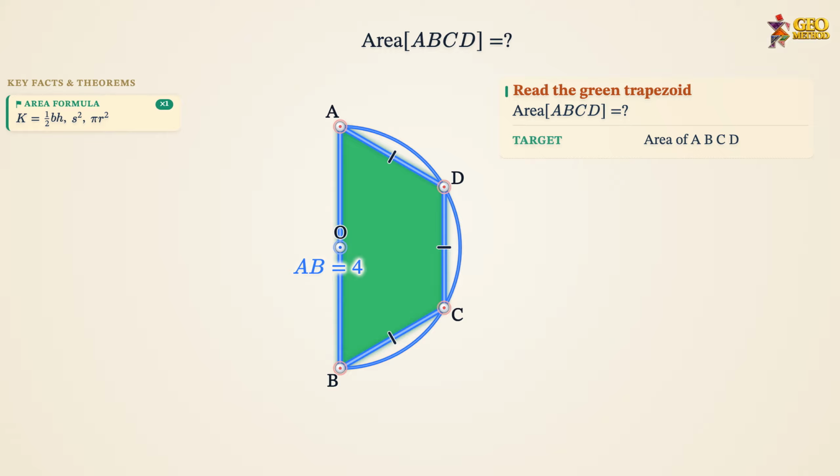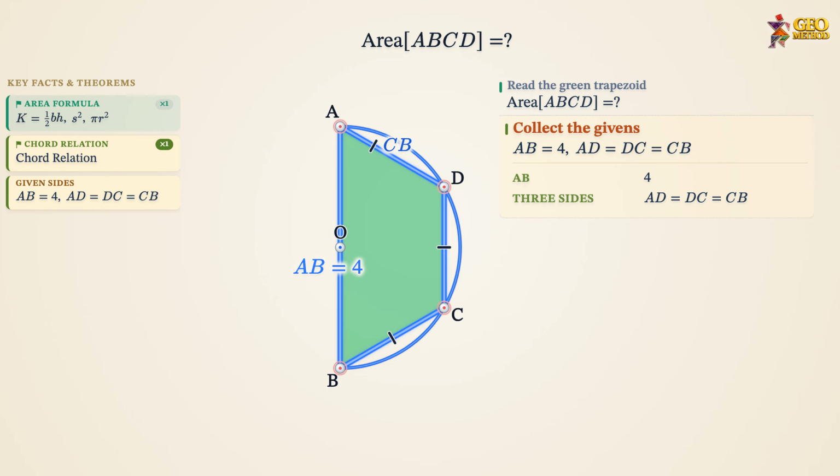Here is the green region, trapezoid ABCD, sitting inside a semicircle whose diameter is the base segment AB. Our whole job is to find the area of this green trapezoid, and we will build up to it one clean step at a time. We are told the diameter segment AB measures 4. We are also told the three remaining sides, segment AD, segment DC, and segment CB, are all equal, shown by the tick marks. Let us write both facts down before we use them.